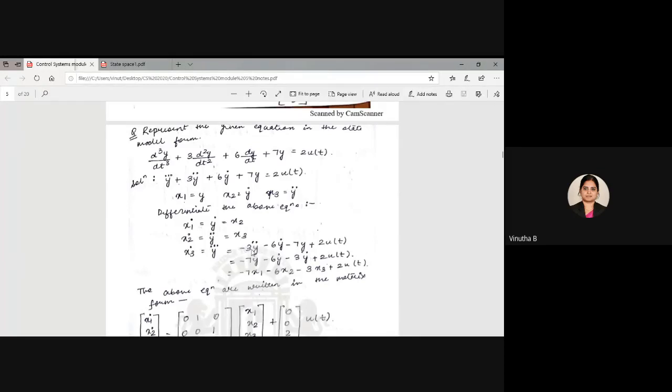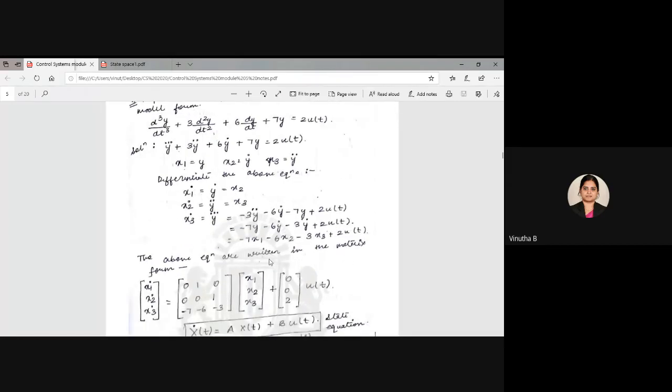So now you have to replace these terms, correct? Here, they have just rearranged in the increasing order of the derivative. So it is minus 7y minus 6y bar minus 3y double bar plus 2u of t. So this is minus 7x1, because y is x1, y bar is x2, y double bar is x3, and write down or retain this 2u of t as it is.